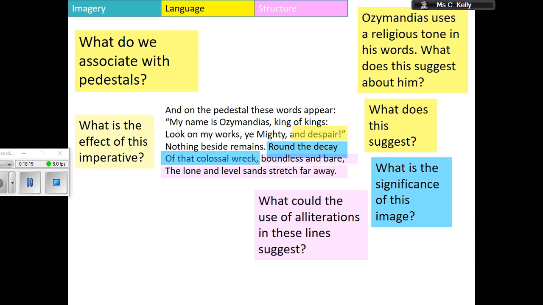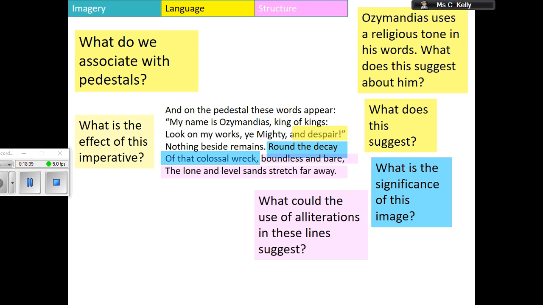I want you to think about the phrase "round the decay of that colossal wreck" and what's the significance of this image. So think about the word decay, colossal meaning massive and giant, and the use of the word wreck as well. Because usually you'd use the word wreck about a shipwreck or something, and we are talking about the wreck of a statue.